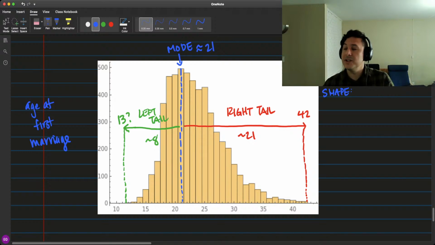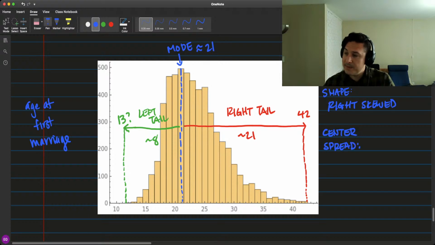Skewed. And in particular, what sort of skew? Because you don't just say skewed. Yeah, right skewed, because the right tail is longer. Now, because we have a right skewed distribution, what are the appropriate measures of center and spread that we're supposed to use?